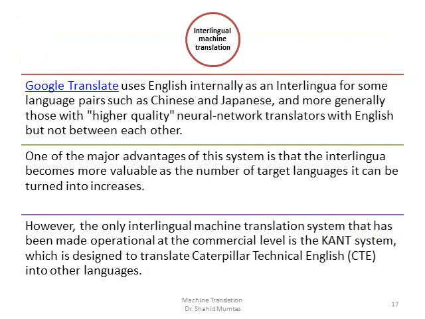Google Translate uses English internally as an interlingua for some language pairs such as Chinese and Japanese, and more generally those with higher quality neural network translators with English, but not between each other.